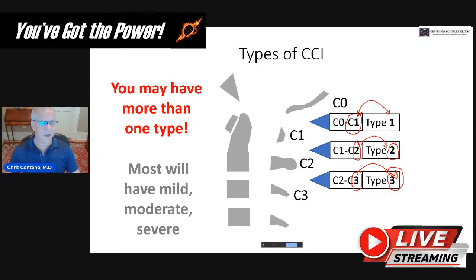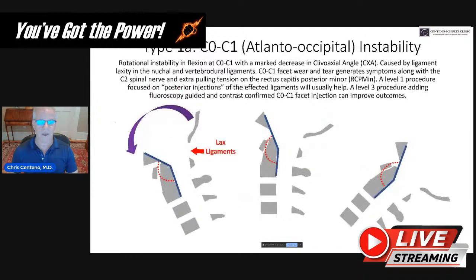Now, you can have more than one type. We see patients all the time, for instance, with translation at C2-3 plus lateral overhang. And you can obviously have a mild amount of instability, moderate, or severe. So let's start with type 1A. Again, we're talking about type 1, so that maps to C0, C1.